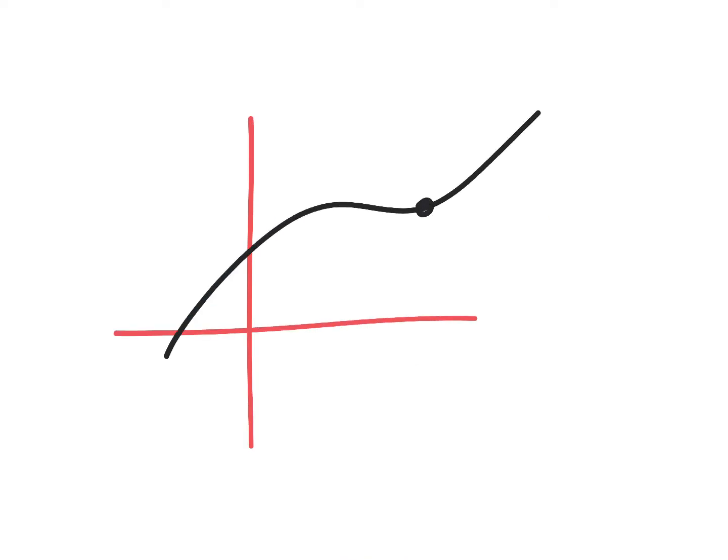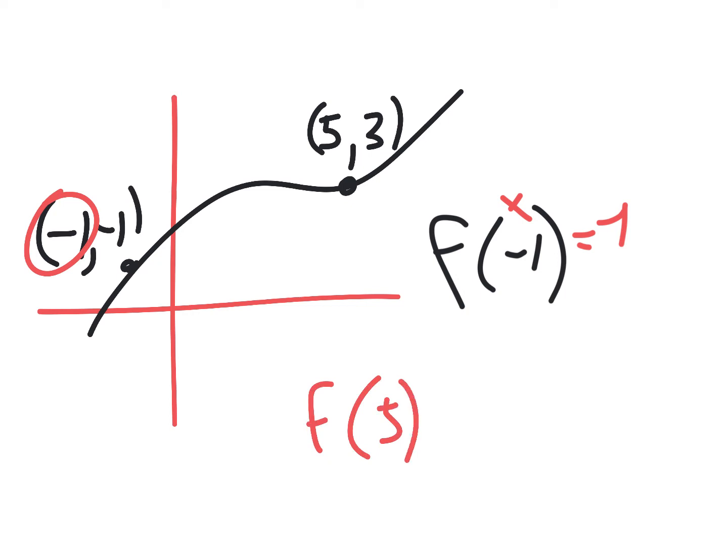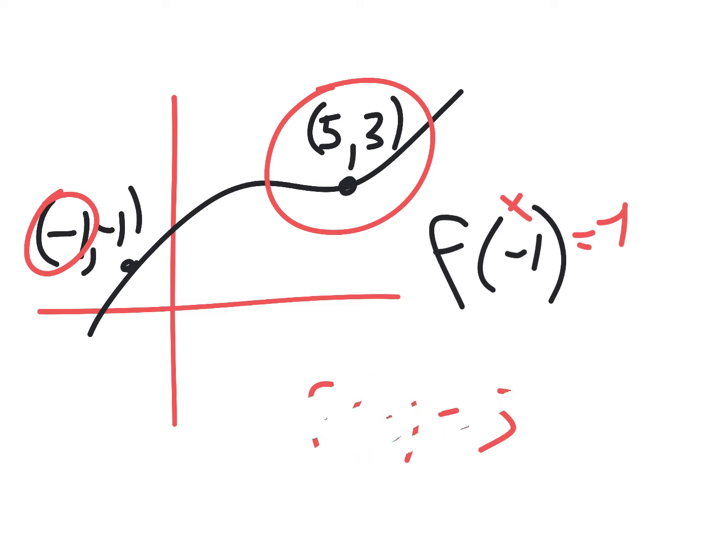Now, there's another kind where they have pictures like this. And I'll give you a couple spots. Let's say that this is the spot -1, -1, and this is the spot 5, 3. What if I said, what's f of -1? Didn't I just put the x as -1? So that's this one. So what's the answer? -1. What's f of 5? It's right there. It's 3. Make sense? Okay, then let's up it just a little notch.